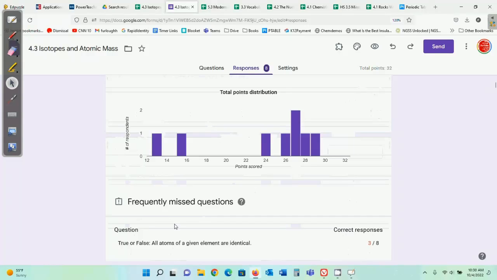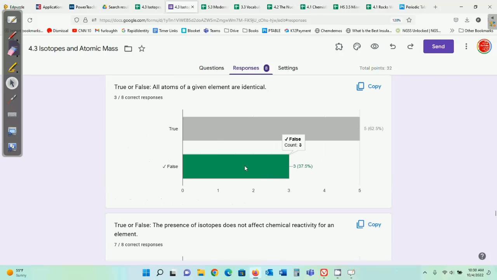All right, so the most missed question is all atoms of a given element are identical, and the answer is false because of isotopes. Okay, now chemically, do they all act the same if they're the same element? Yes. But they're not identical because they could have different numbers of neutrons, making them isotopes. All right? So I hope this helps.